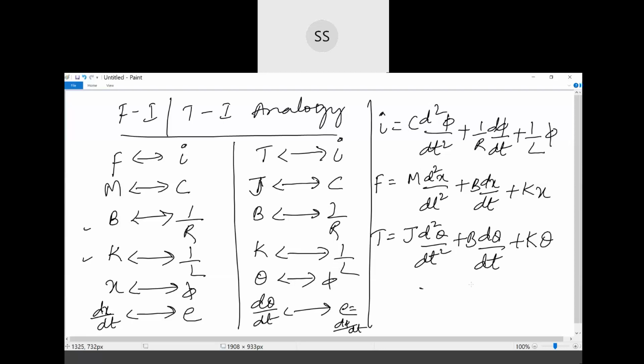Therefore, whenever you are developing analogous systems, this comparison or table is most helpful. In the next session we are going to see how to write electrical analogous systems whenever mechanical translational or mechanical rotational systems are given, using these two analogies.